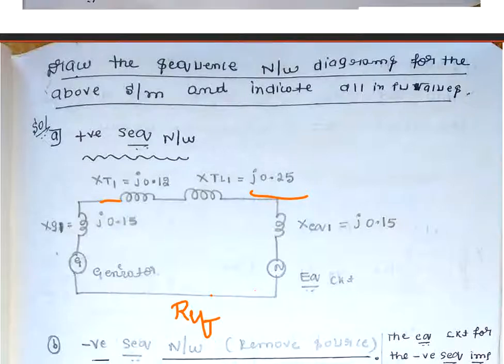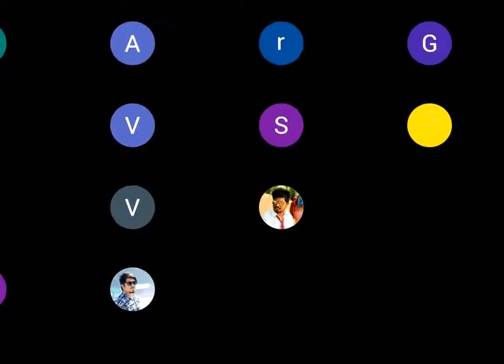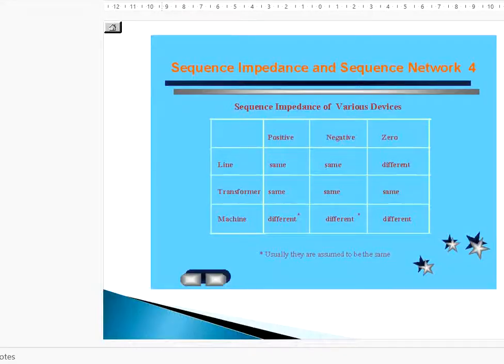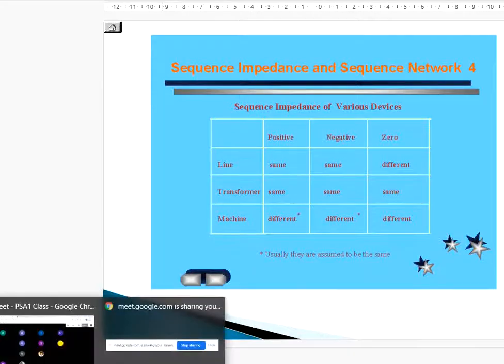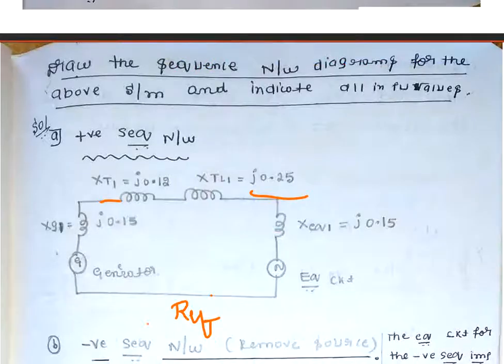Understand? Please reply. Any doubts in this positive sequence network? No, sir. Okay.